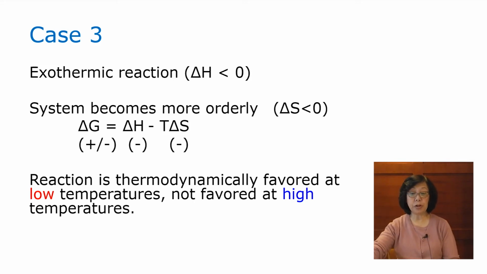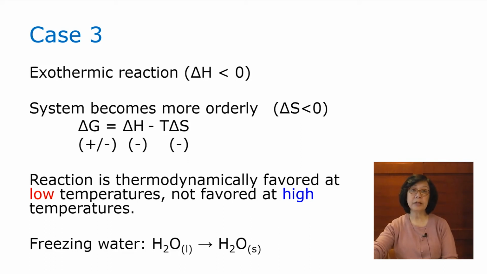Now, at low temperature, that means this negative T times negative delta S will be a small positive. The delta G will then be negative because the enthalpy is negative. That means it is thermodynamically favored at low temperature. However, when temperature is high, this negative T delta S will be increasingly positive to the extent that it can override the negative delta H, and the delta G will become positive and therefore not favorable at high temperatures, such as the freezing of water, which is favorable at 0 degrees but not at higher temperature.